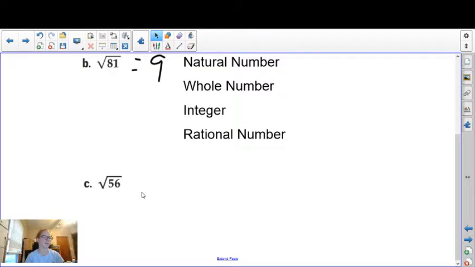And then my last one, square root of 56. Well, if I grab out my handy-dandy calculator, because off the top of my head, I don't believe it can reduce down. And when I go ahead and actually take that square root, I see that I do not get a whole number, so it does not simplify.